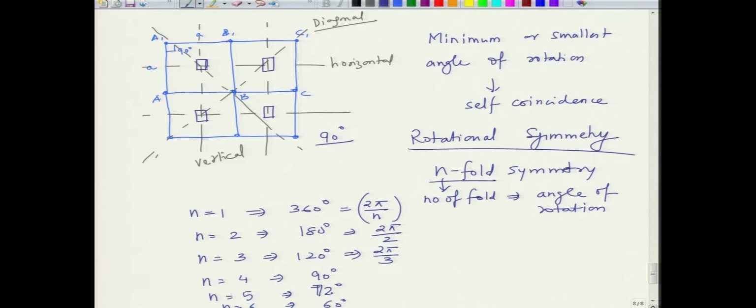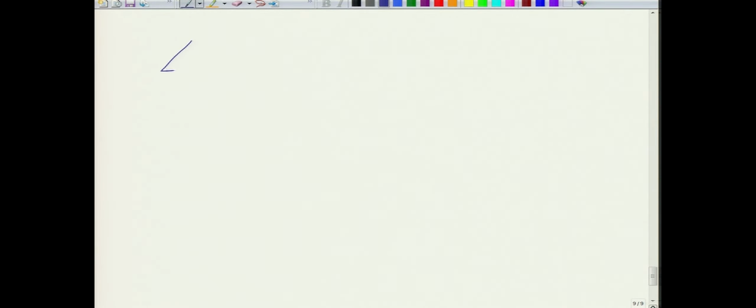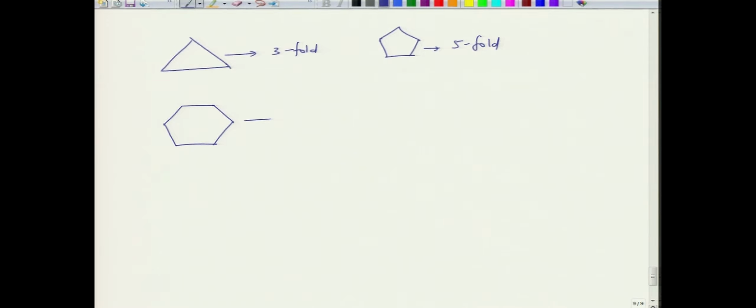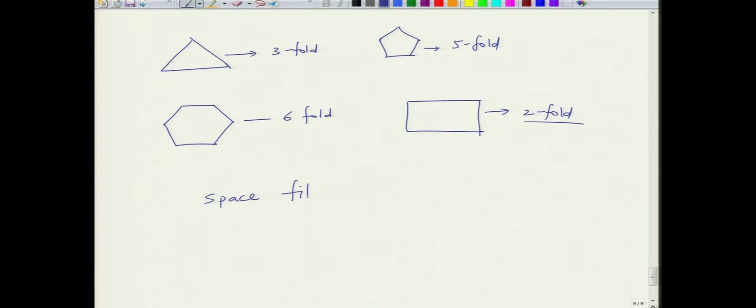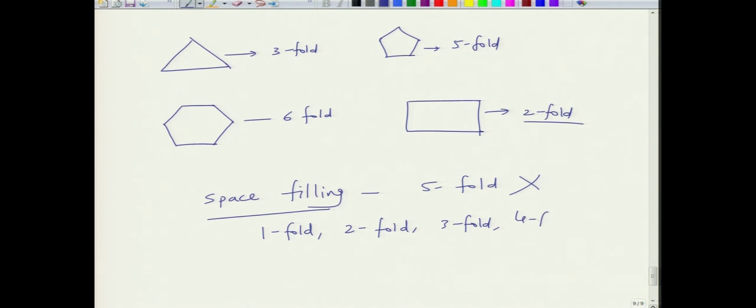So various possibilities are there. For shapes like a triangle, anything triangular will have 3-fold, a pentagonal thing will have 5-fold, hexagonal things will have 6-fold, and rectangular objects will have 2-fold. From the perspective of space filling without any gaps, 5-fold is not possible. So the only possible symmetries are 1-fold, 2-fold, 3-fold, 4-fold and 6-fold. And you can try this on various objects of different shapes and see which symmetries they follow.